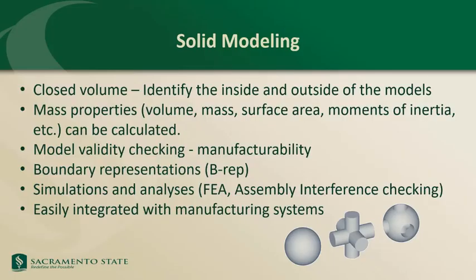One of the most important distinctions is that the boundary representation of the object is fully described, and it clearly divides the inside of the object and the outer space. Hence, it can calculate the mass properties such as volume, surface area, moments of inertia, and so forth. Model validity can be checked to help designers detect non-manufacturable parts or assemblies.